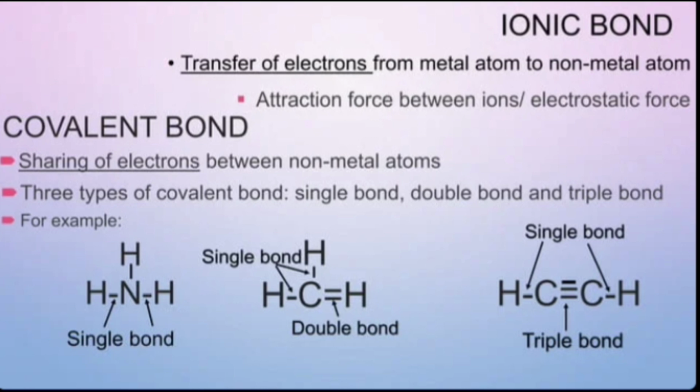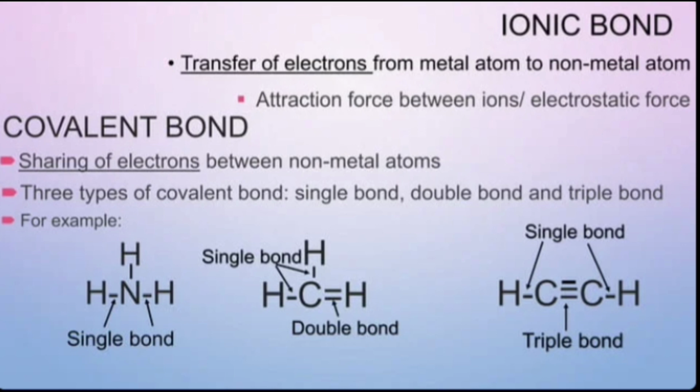In this, one metal atom loses an electron and the non-metal atom gains an electron. Attraction forces between ions, electrostatic forces, represent an ionic bond. Then we'll proceed to the covalent bond. A covalent bond is the sharing of electrons between non-metal atoms. An ionic bond is between metal and non-metal atoms, whereas a covalent bond is formed between two non-metal atoms.